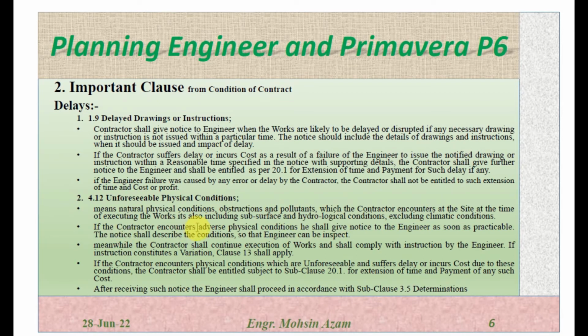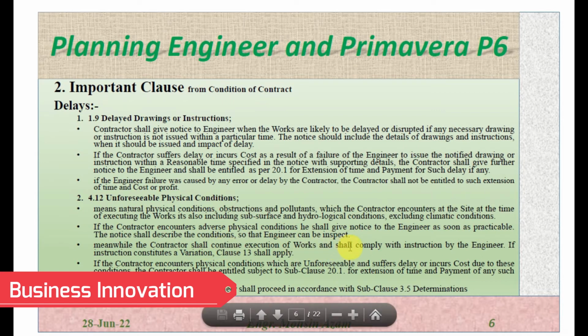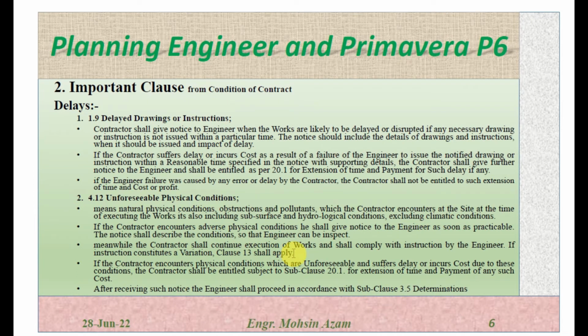If the contractor encounters adverse physical condition, he shall give notice to the engineer as soon as practicable. The notice shall describe the condition so the engineer can inspect. Meanwhile, the contractor shall continue execution of work and shall comply with the instructions by the engineer. If the instruction constitutes a variation, clause 13 shall be applied. So the contractor should give the notice to the engineer for this unforeseen physical condition, and he should submit all the detail so that the engineer can inspect, and meanwhile he should continue with the progress of work as per the instruction by the engineer.